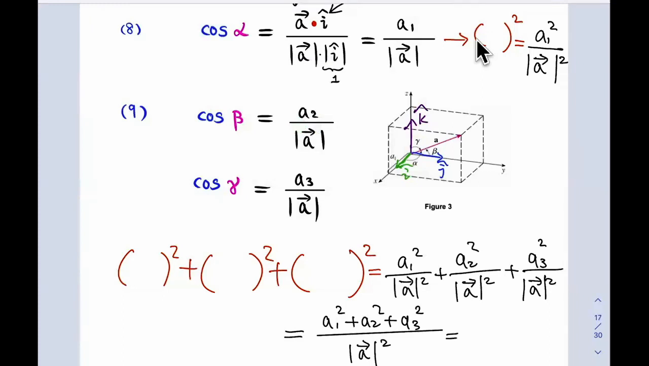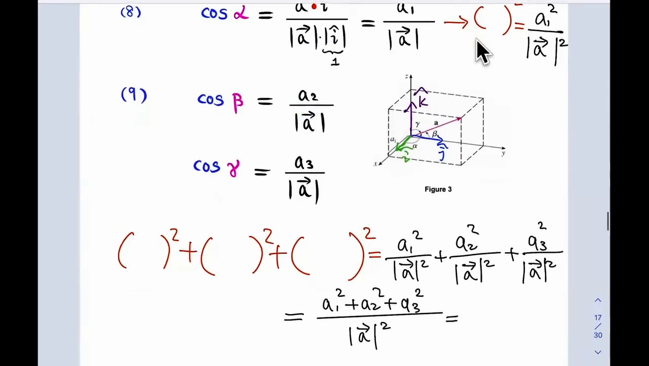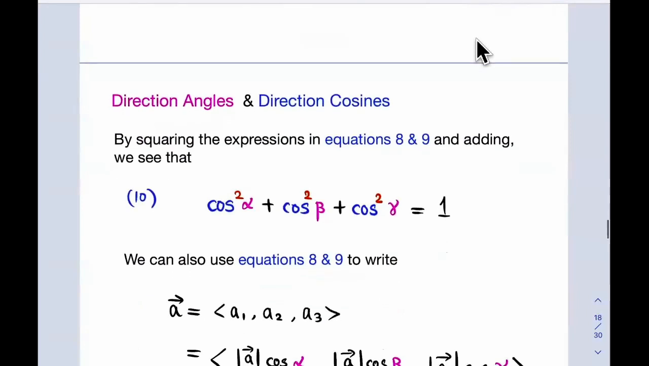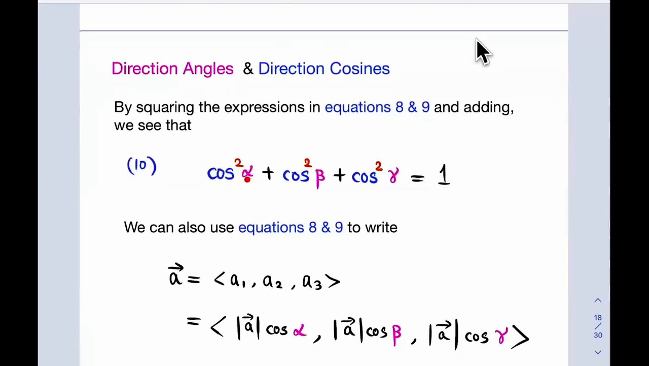And then you realize that the numerator is just what? What's A1 square plus A2 square plus A3 square? Yeah, it's the magnitude square, right? And then divide by the magnitude square, the result will be equal to 1, because A here is not a zero vector. So that's equal to 1. Therefore, we have this result here: if you square cosine alpha, square cosine beta, and square cosine gamma, and then sum them up, the result will be 1.